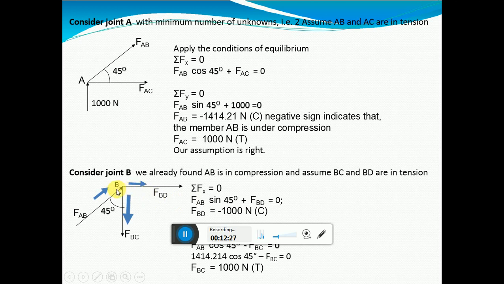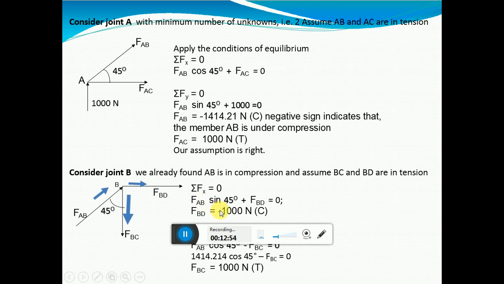So you know what is AB. Now here you have already changed the direction. Okay, the arrow mark you have already changed. So don't put minus here again. Put directly the value 1414.21 in the value of AB, and you will get FBD as minus 1000 Newton. Again you got FBD as negative. You have taken it as tension force, positive.